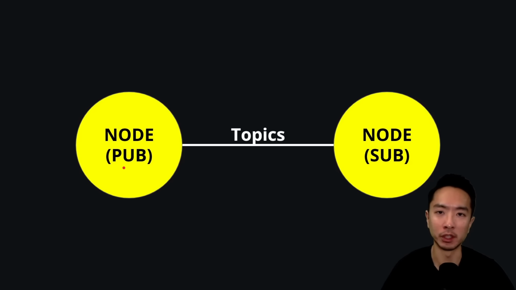So previously we looked at nodes. Now we're going to dive deeper into topics. Topics are the thing that connects two nodes together. You can see on the left we have a publisher node, and on the right we have a subscriber node. The idea is a publisher node is going to send data to a topic, and the subscriber node is going to subscribe to that topic to receive that data. In this video, we're going to be covering some of the commands you can use for ROS topics.